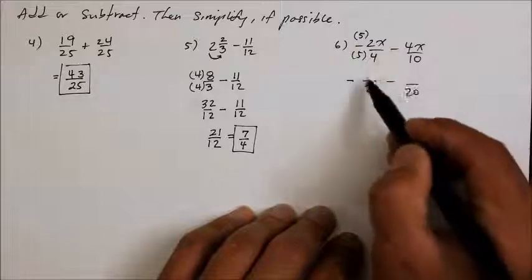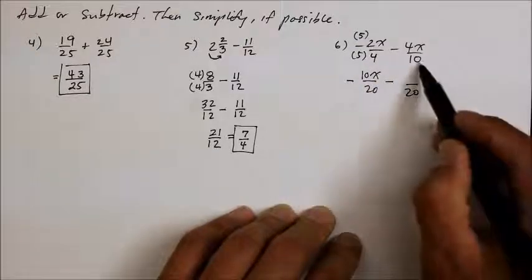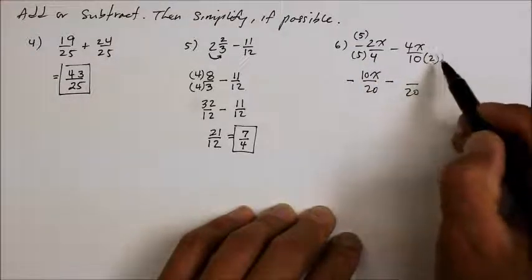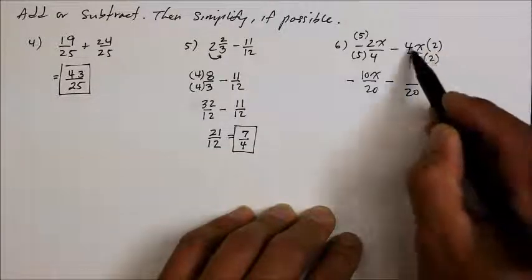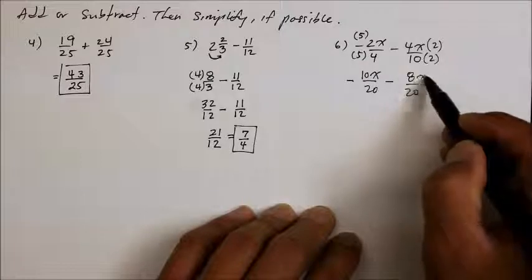So 5 times 2x is 10x. How does 10 become a 20? Multiply by 2. Whatever you multiply downstairs, you multiply it upstairs. So 4x times 2 is 8x.